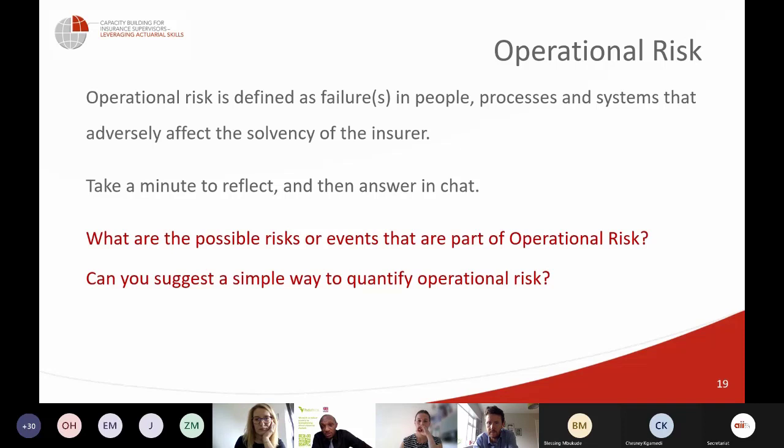Maybe two guys. What are these events? What would lead to operational risk within a company? You can put it on the chat, or you can talk.